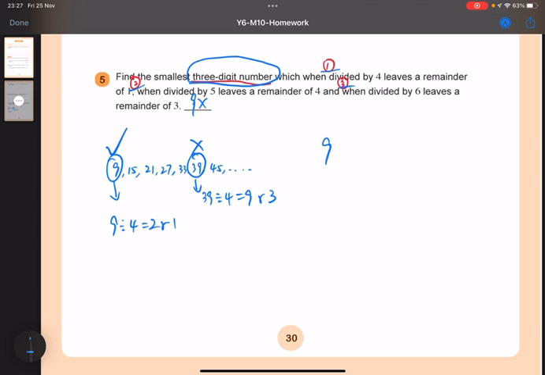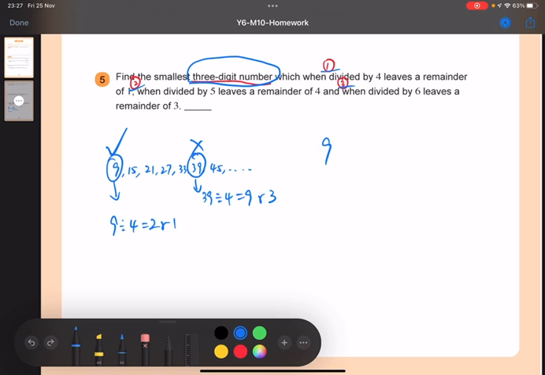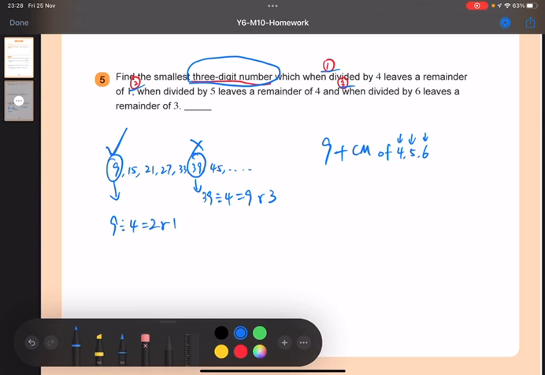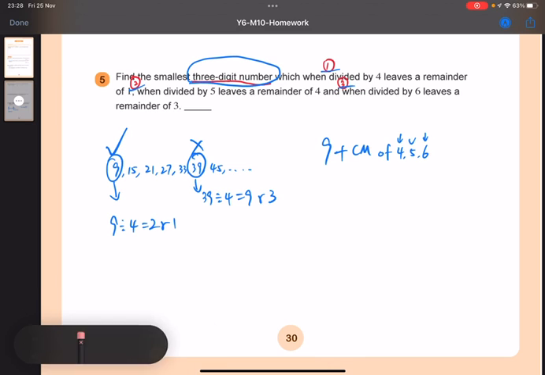No. So what do we need to do? The answer is we need to add the common multiple of 4, 5, and 6. The reason for that is, a common multiple must be divisible by 4, by 5, and by 6. So they will not contribute any other remainder when divided by 4, 5, and 6. So the requirements will remain fulfilled. They won't change.